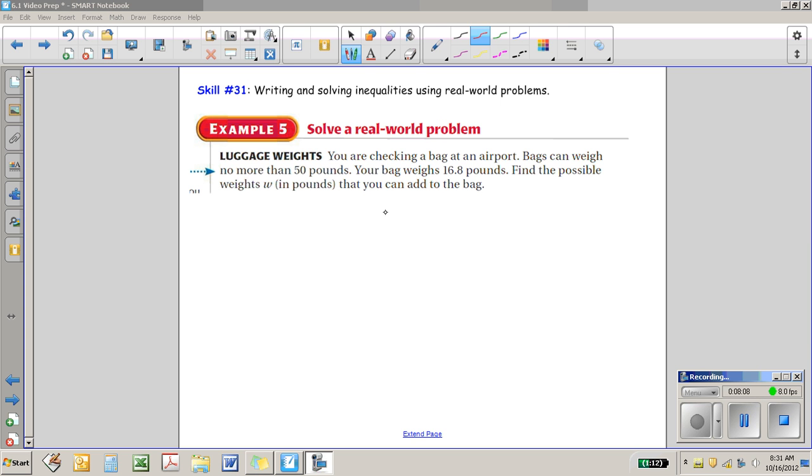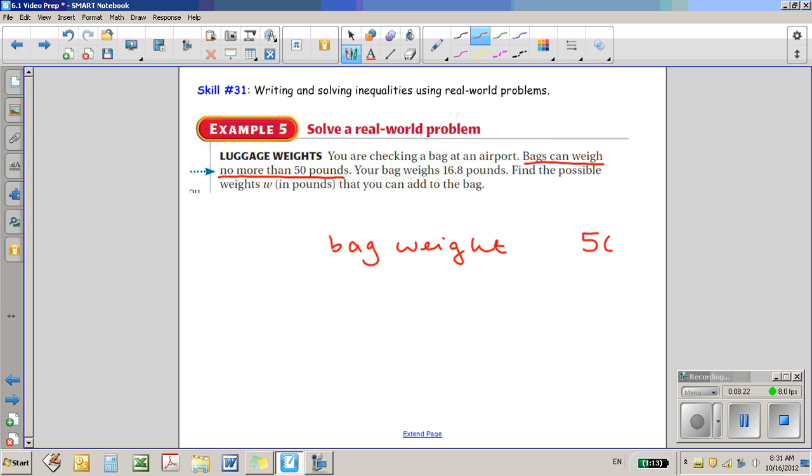So here's my inequality. First, what I'm going to start doing is write a general inequality, and then I'm going to get more specific. So my bag weight has to be no more than 50 pounds. So I know this is going to be 50, and then you have to think about what happens when it's no more than 50. So do you include the 50? Do you not include the 50? If it's no more than 50, you can be 50, but you can't be more than that. So we're going to be less than or equal to 50.